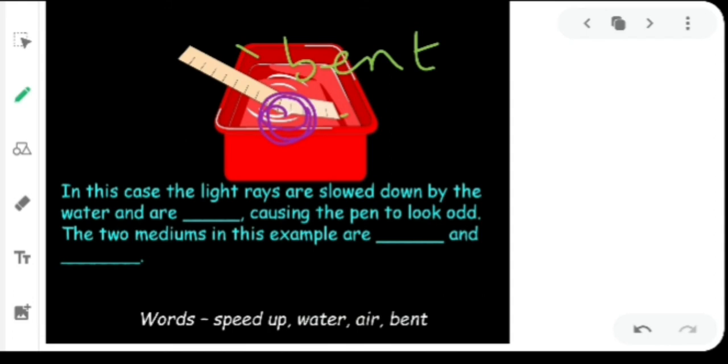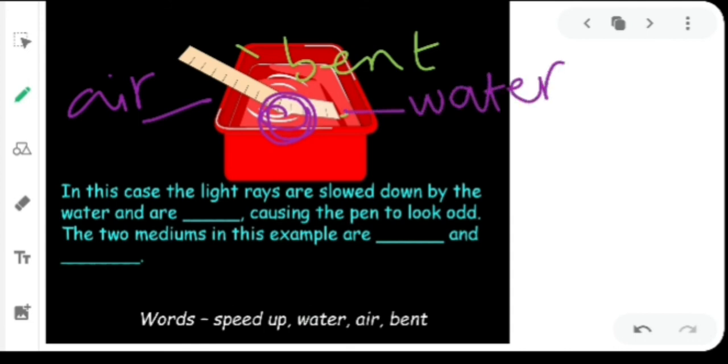The pen looks odd. The two mediums in this example are the air medium here, and in the tub itself, the water medium. So we can say when light rays change their medium, they are slowed down due to the change in medium and they cause a bending of the ray.